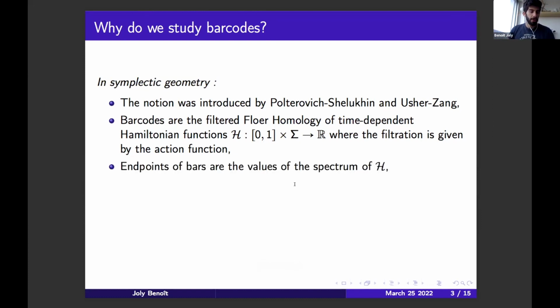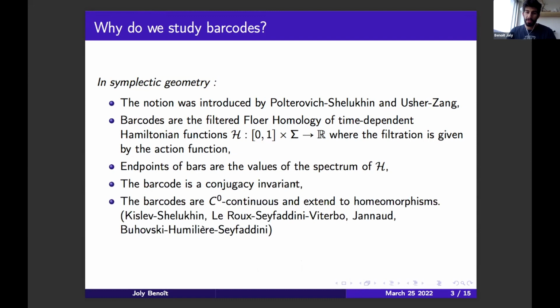What is important in the Floer homology barcodes is the fact that the endpoints of the bars are actually the values of the spectrum of H. The barcode is a conjugacy invariant. It is continuous in some topology. It extends to some homeomorphisms. So it's a really nice object to study and to understand, like, the spectrum of Hamiltonian functions, etc.